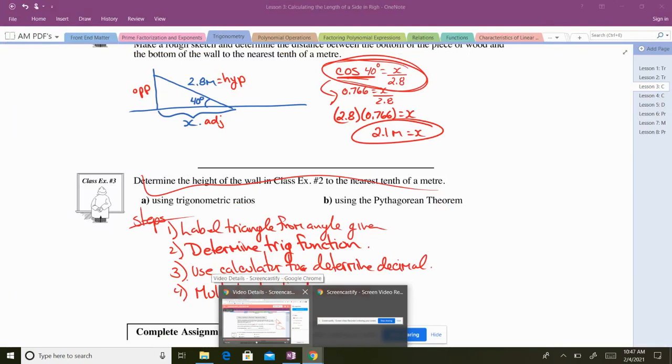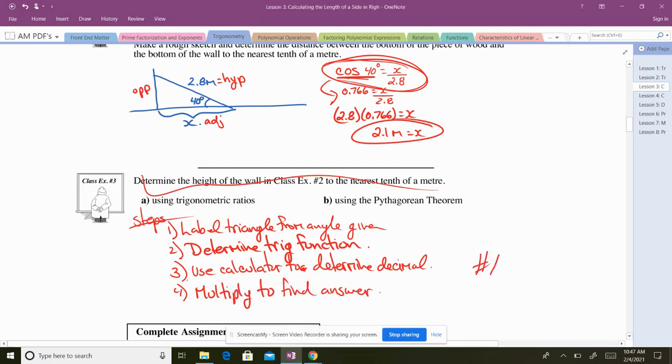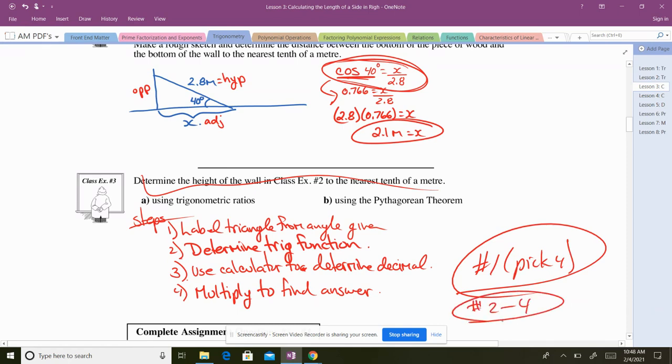I think we should do question number 1, pick 4 to do. If you want more practice, do them all. If you want more practice, you can do 2 to 4, those numbers. We still have to finish this lesson, so I'm going to cut you off at 10 after. You've got 23 minutes to do 4 questions. Maybe I'll cut you off earlier. 5 after, I'm cutting you off. Okay?